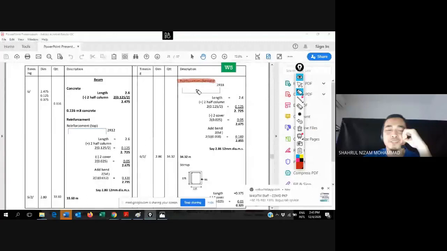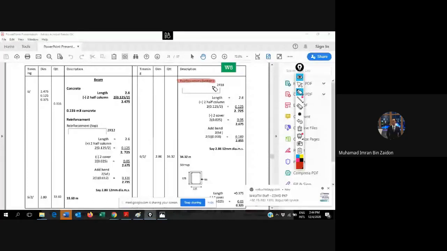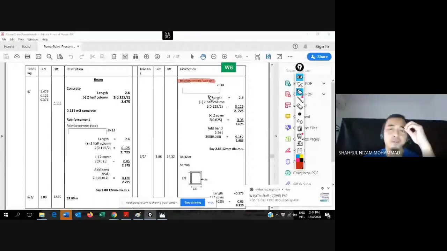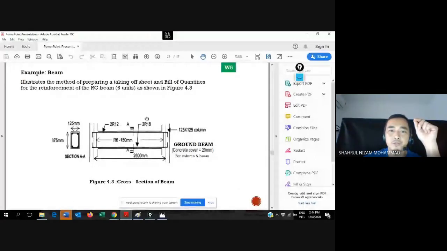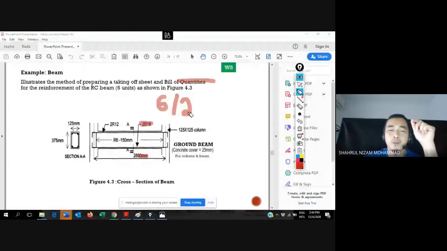Okay, so we continue with reinforcement for the bottom. Can you see the slide here? Yes. Nampak ke slide semua? Nampak eh? Okay. Nampak. So basically the same step. The time sink is 6 times 2 because you have 6 number of column. And then if you look at the bottom reinforcement, it also made from 2R12. So that's why the time sink will be 6/2 because 6 number of beam, and then you have 2 number of reinforcement for each beam.